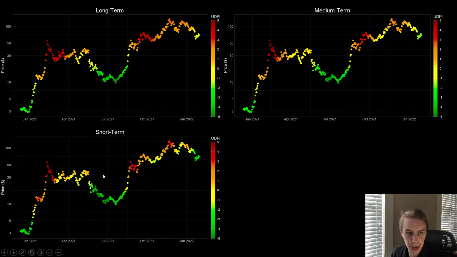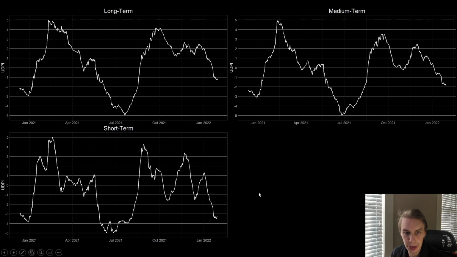We also have the short-term UDPI that cares about moves that play out over days to weeks. So it's a lot more responsive to intra-week volatility, or a move that plays out just over a couple of weeks. For example, you'll see it be a bit more responsive. And we can see this a bit more clearly if we just look at the raw output of the model.